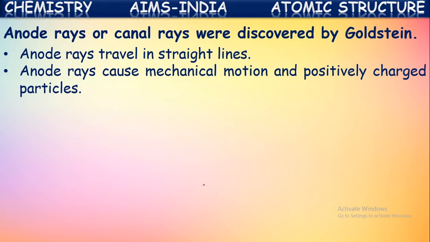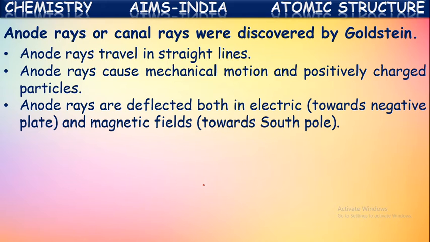Anode rays cause mechanical motion, and these are positively charged particles. Anode rays are deflected in both electric and magnetic fields, just like cathode rays, but in the opposite direction. In the electric field, these anode rays deflect towards the negative plate or negative electrode because they are positively charged. And in the magnetic field, they deflect towards the south pole.